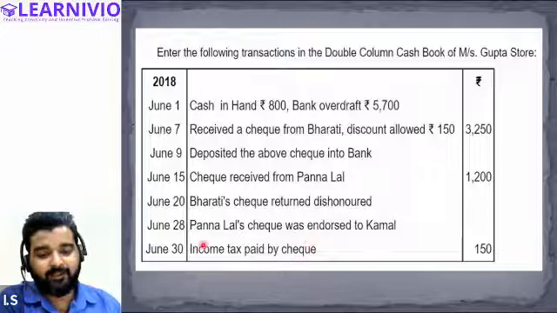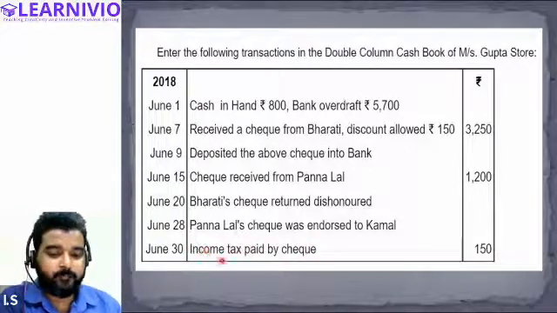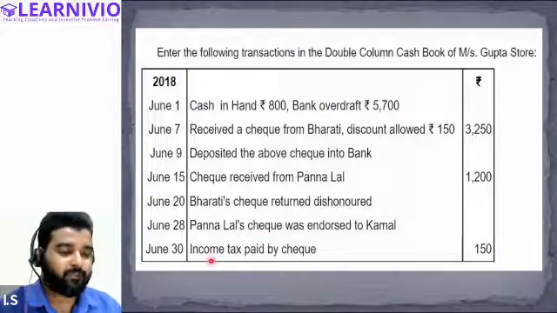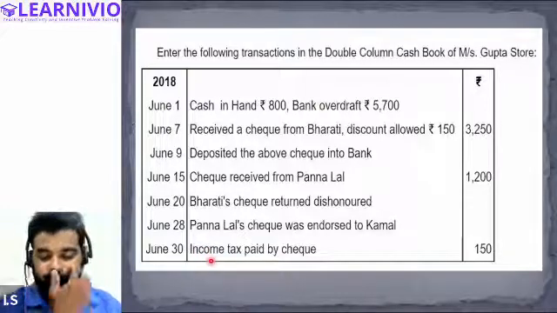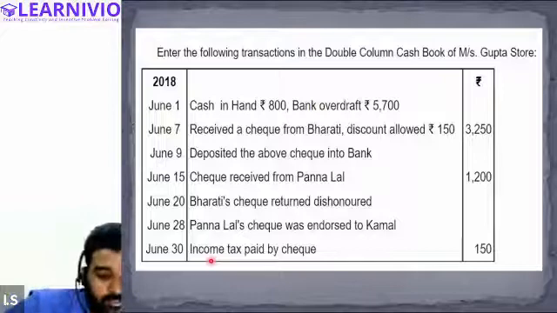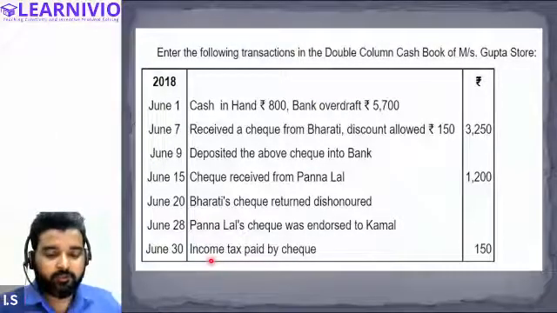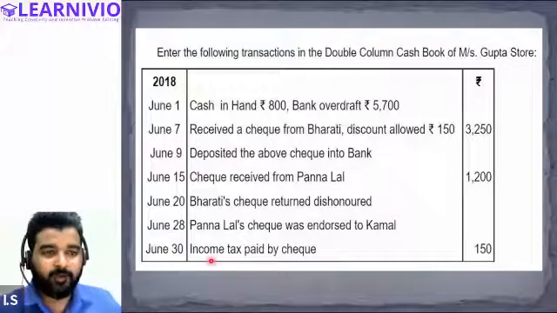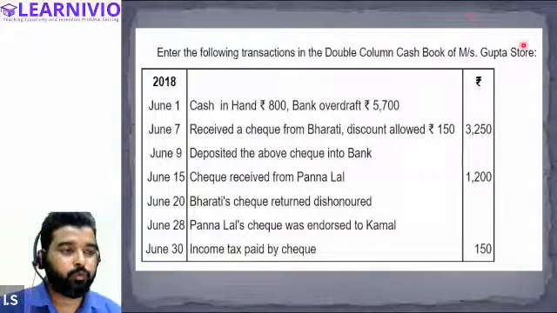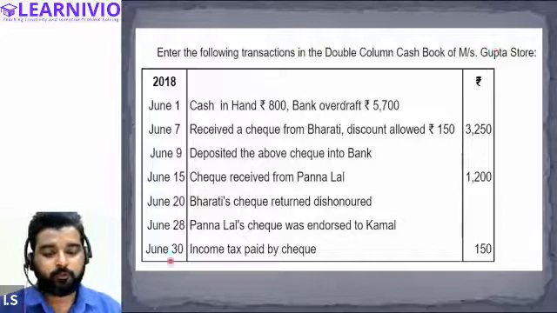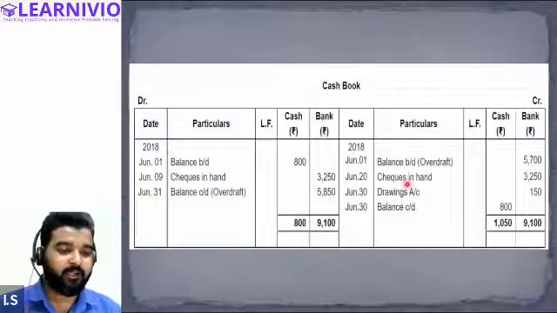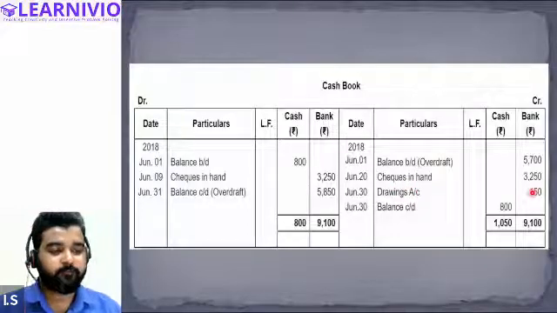So income tax is what? Is income tax an office expense or a personal expense? Tell me. Personal expense. It is a personal expense, right? Because it is a personal expense of the proprietor of Messrs. Gupta, income tax will be treated as drawings. So we will write it as by drawings account 150.